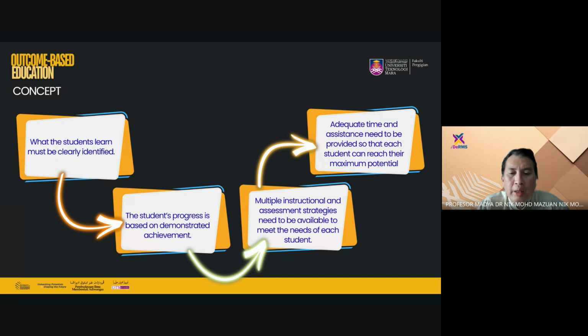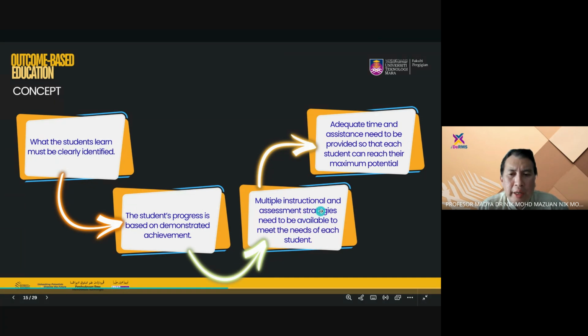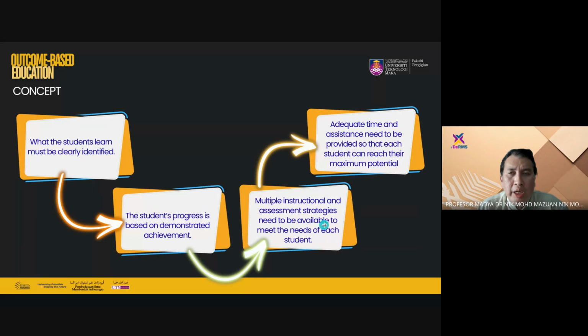Okay, and then multiple instructional and assessment strategies need to be available. So we try to get away from paper-based examination. We definitely can do paper-based if we have a cognitive element in our curriculum. However, we do encourage multiple methods to be applied, and these methods should address the outcomes. We will learn more about that in the assessment in series number 3.